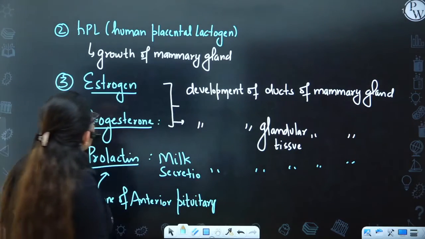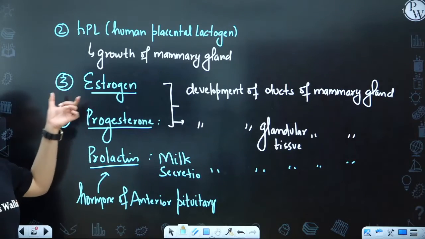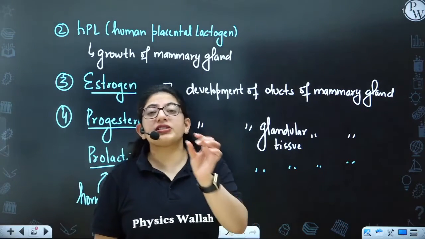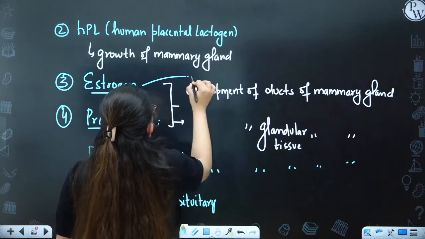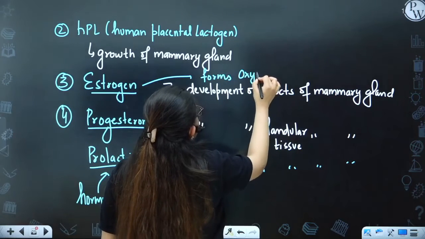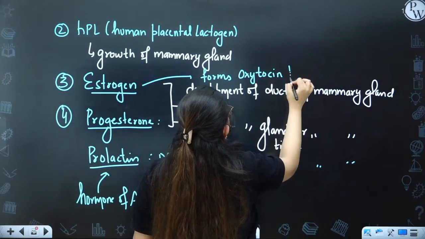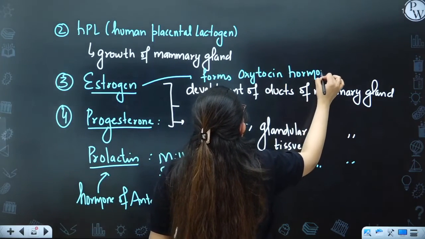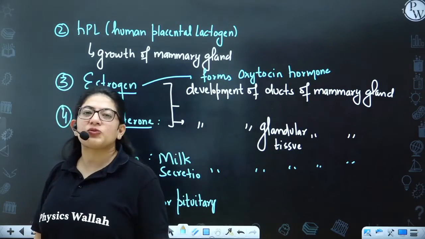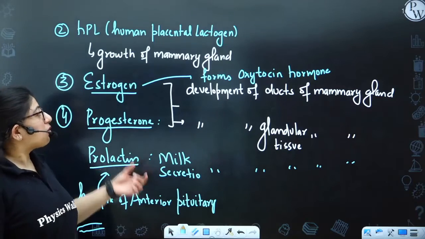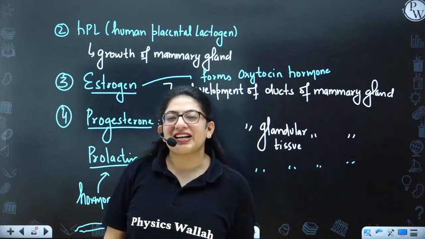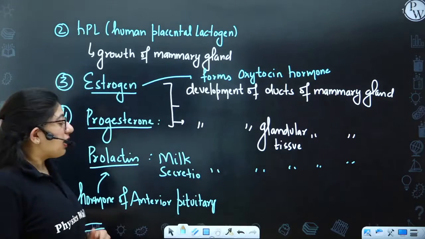Okay. All right, then what are the other functions of estrogen? Estrogen helps in the formation of oxytocin receptors. What is the need of these oxytocin receptors? Oxytocin is a hormone secreted by the hypothalamus, stored in the posterior pituitary, and released by the posterior pituitary, right? So oxytocin plays an important role in parturition, which we'll be discussing in later sections.